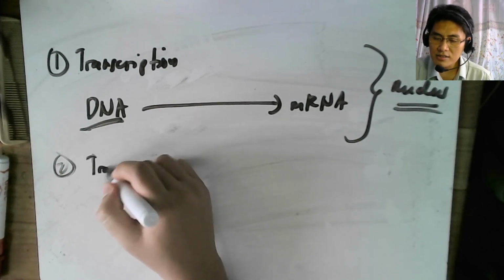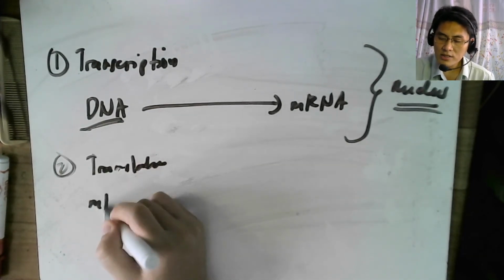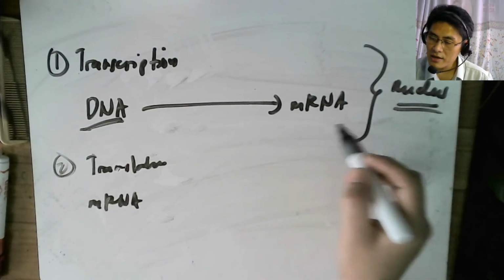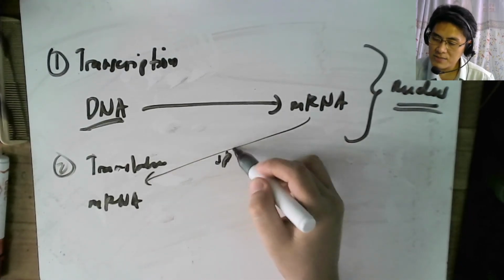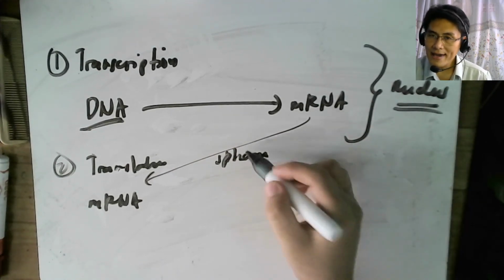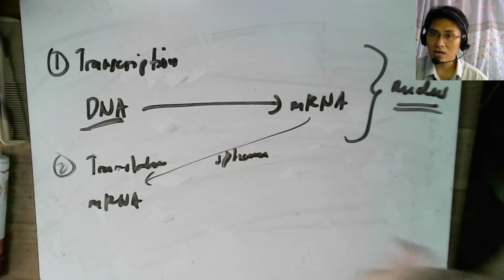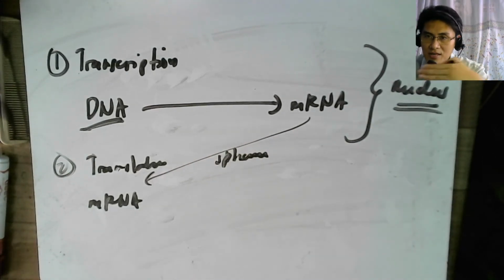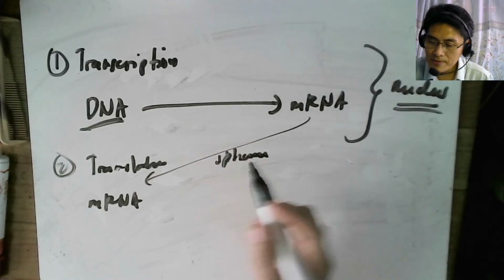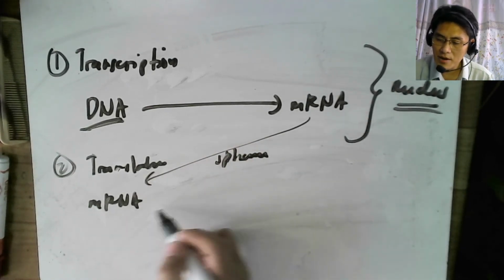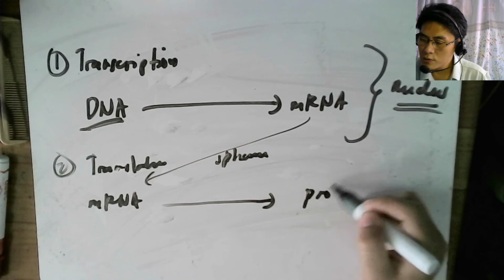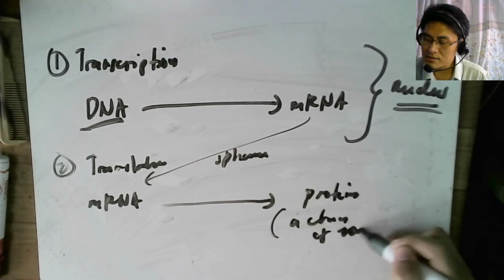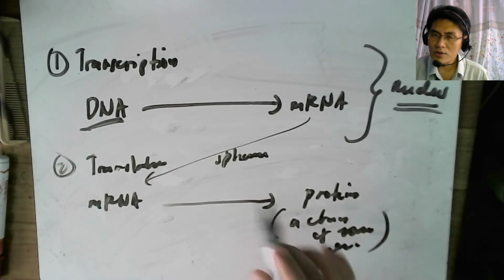The second part is the translation. There's also a slight thing here. From here to here, you have splicing, where introns are cut out and exons are kept, and some segments are spliced together, meaning they are joined together. But that's the idea. And then once that happens, this mRNA is translated into a protein, which is a chain of amino acids. And again, how does it do that?